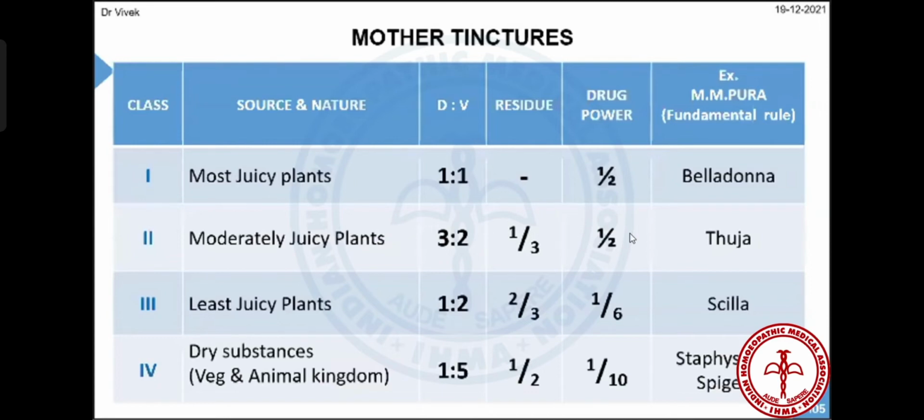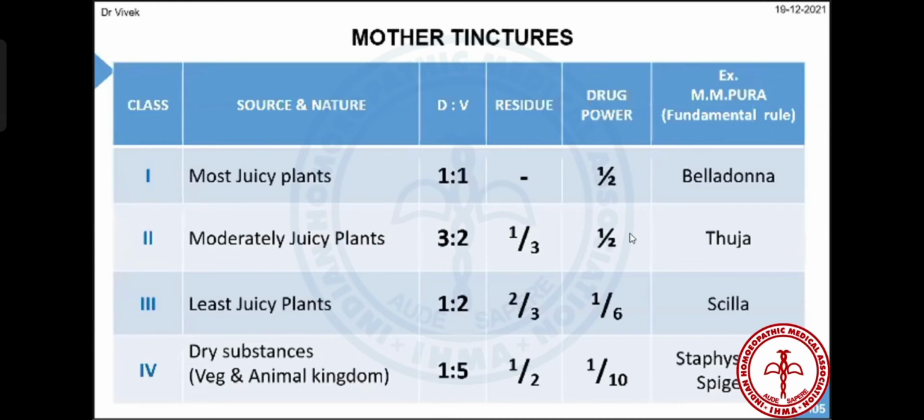So this is our mother tinctures. Starting with class 1. Class 1 is for most juicy plants, where you can extract out the juice. What we will be doing is take one part of the juice, add an equal quantity of alcohol. That is why the drug vehicle ratio is 1:1, and you have a drug power of 1/2. Drug strength of the mother tincture will be 1/2, and it is mentioned under Belladonna in Materia Medica Pura. So the class 1 preparation you will find in Materia Medica Pura under Belladonna.